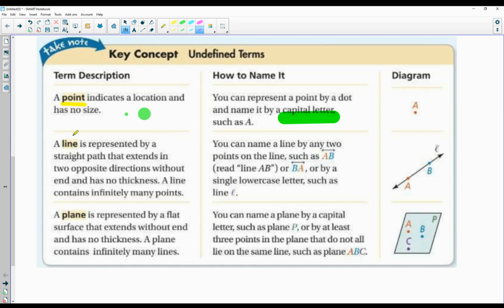The second undefined term is a line. When I think of a line, I think of something that extends infinitely in both directions. So we think of it as a straight path that has two opposite directions without end. It extends infinitely in both directions. Along any line, there's an infinite amount of points.